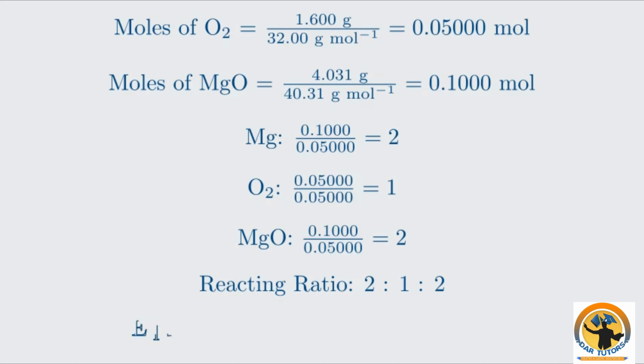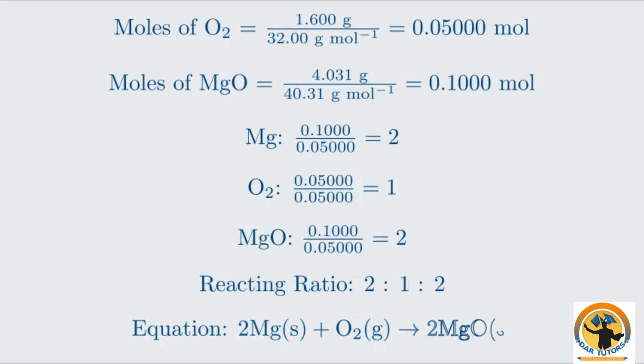We use these whole numbers as our coefficients to deduce the balanced chemical equation. 2 Mg plus O2 yields 2 MgO.